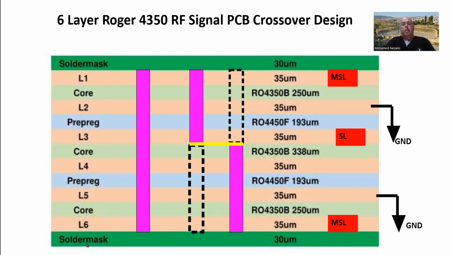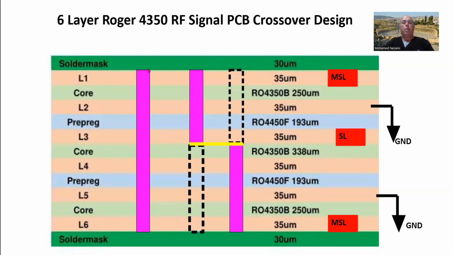Of course, I have silk screen on top and bottom, but I ignore that for the moment. I did not include it in the simulations because we're assuming that solar mask or silk screen, we don't put that on microstrip works, so it doesn't really affect it. It does not. The other thing now, I have to design vias.